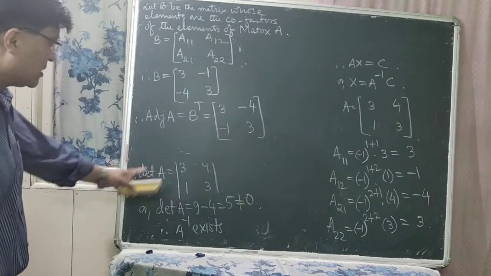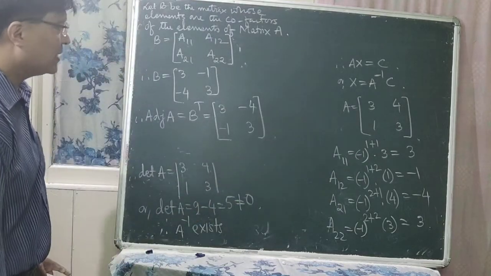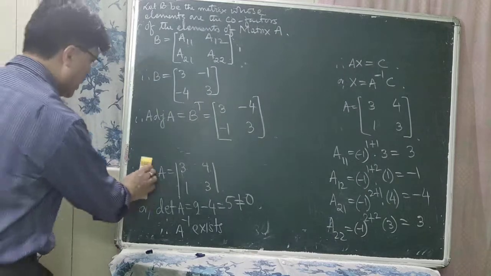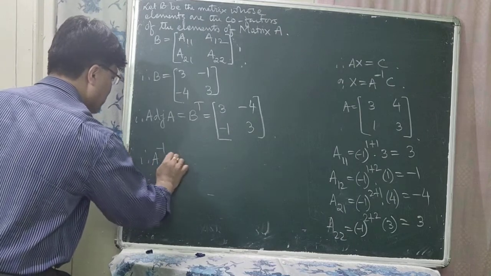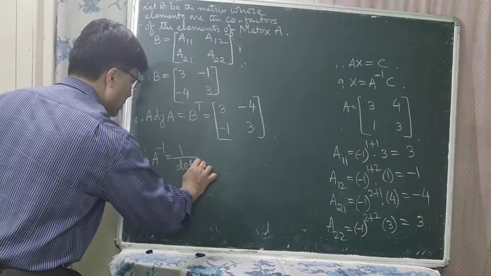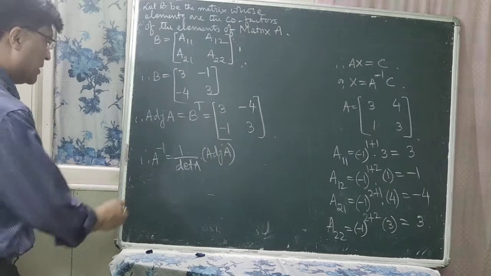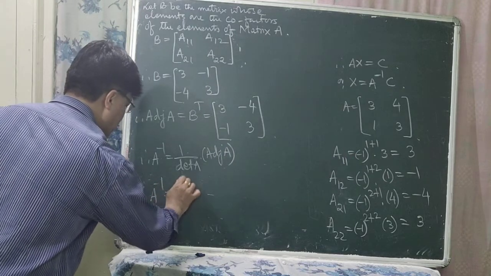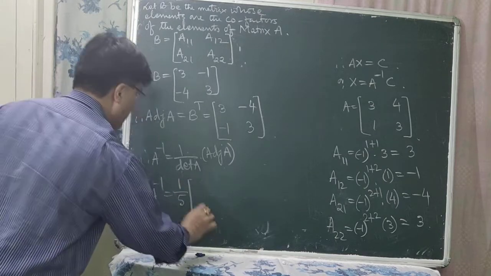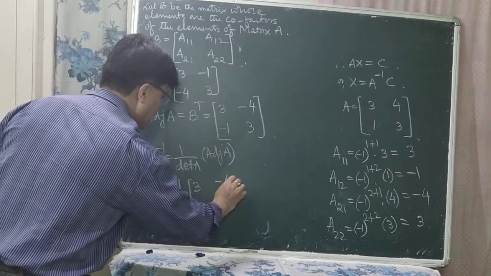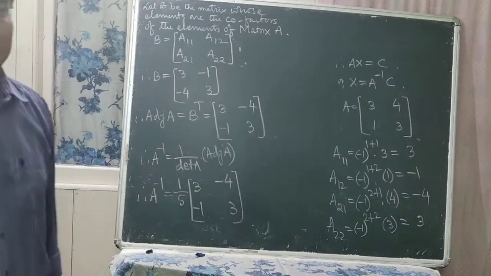Okay. So now what is det A here? It is 5. Right. Here det A is 5. Now how can you get A inverse? So A inverse is equal to 1 upon det A into adj A. Since det A not equal to 0, so A inverse exists. So A inverse is equal to 1 upon 5 into what is adjoint of A? It is 3 minus 4, minus 1, 3. So this is your A inverse.